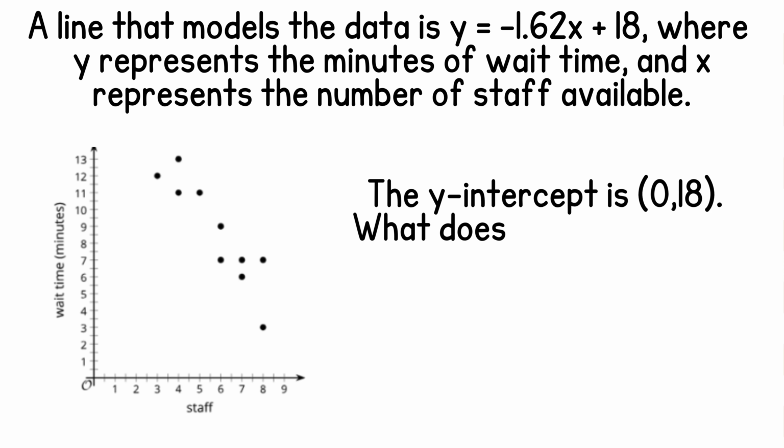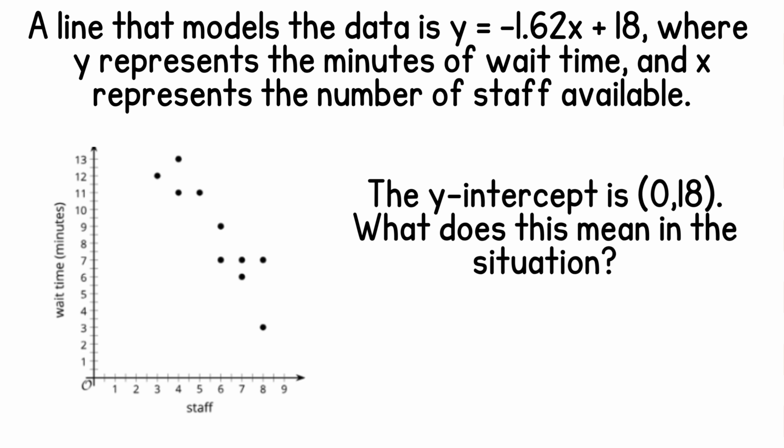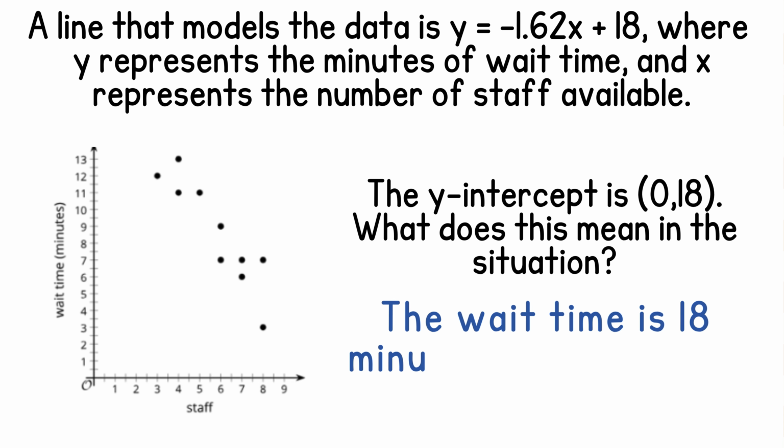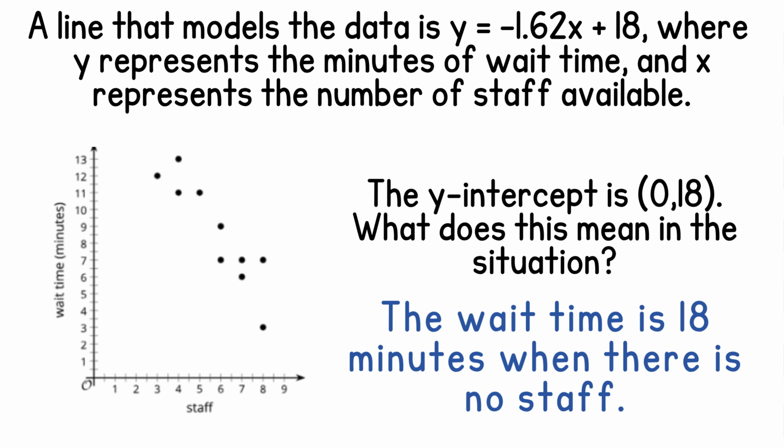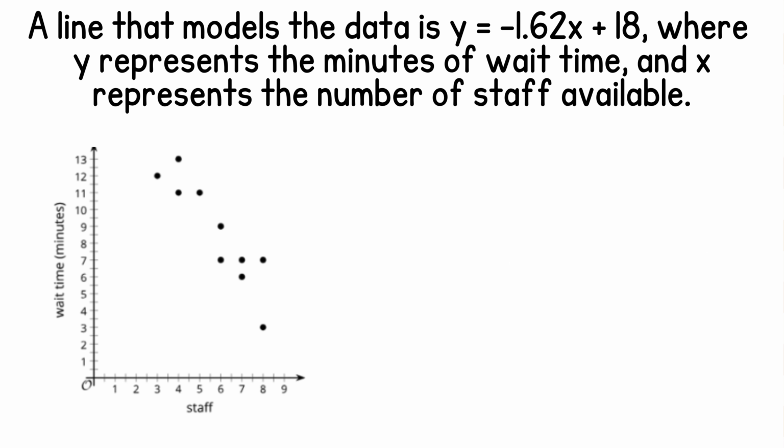What does this mean in this situation? Since we know that x is 0 and y is 18, then the wait time is 18 minutes when there are 0 or no staff. Even though this fits our model and it's accurate, it doesn't really make sense in our situation, because if there was no staff, there would really be no wait time because we would never get any service. So it's important to always make sure that these make sense in the situation.